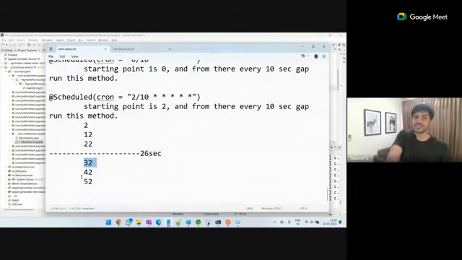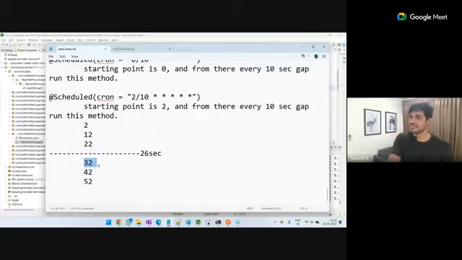It does not wait for the first 2 to happen and then start every 10 minutes. No, it does not happen like that. Please have that clarity. The starting point is for calculation. So if it is 2, then 2, 12, 22 is going to be the cycle. Whenever it started, it looks for the next possible value, and at that time it takes it and goes forward.